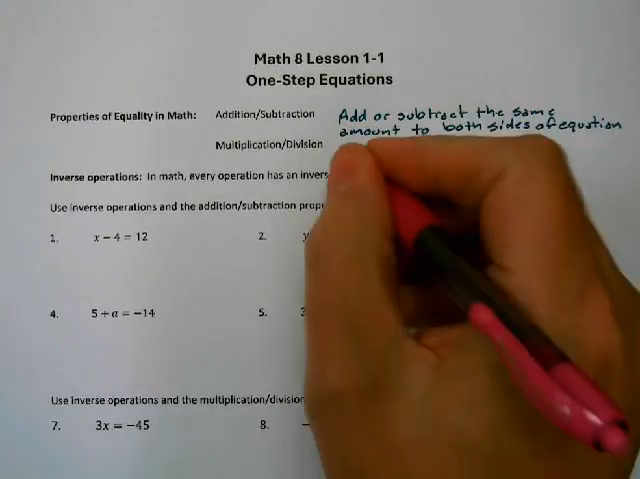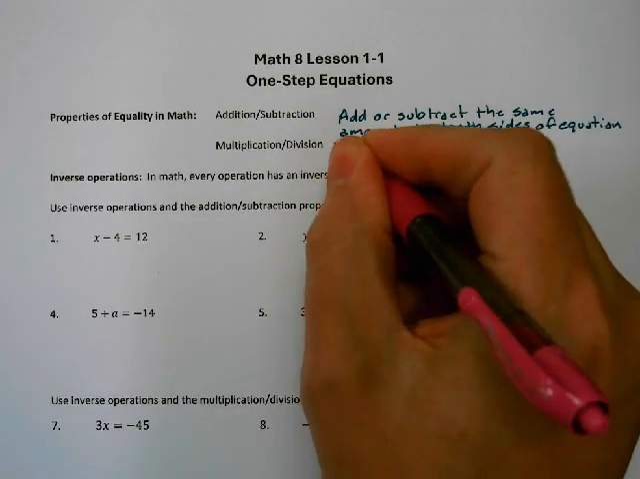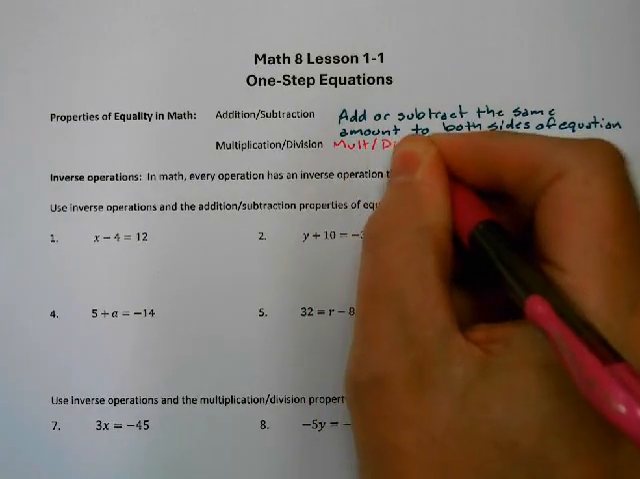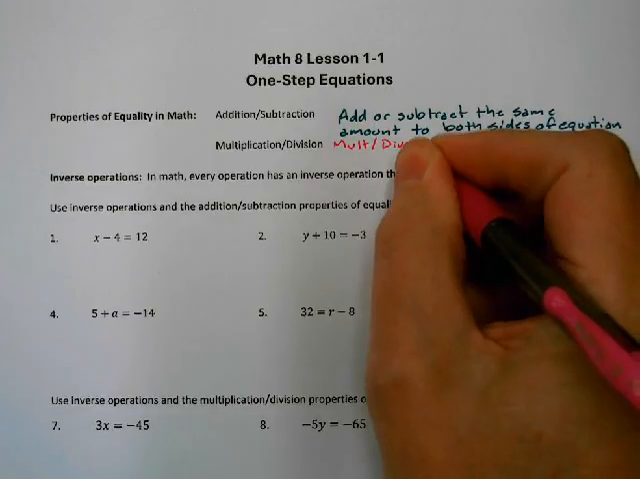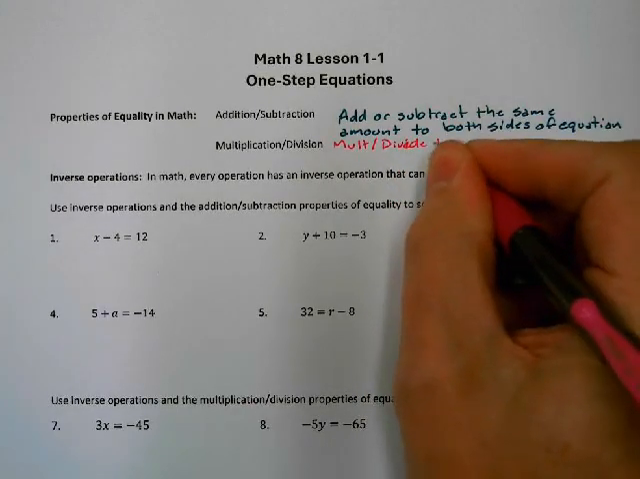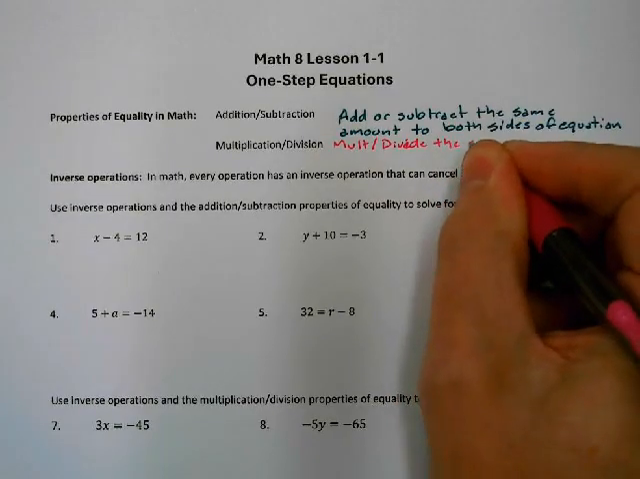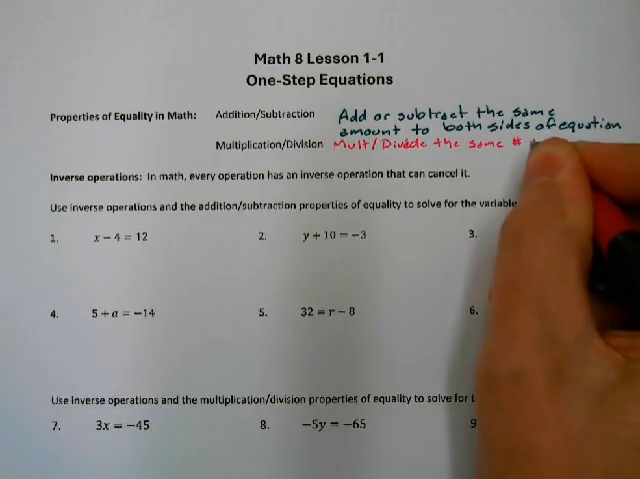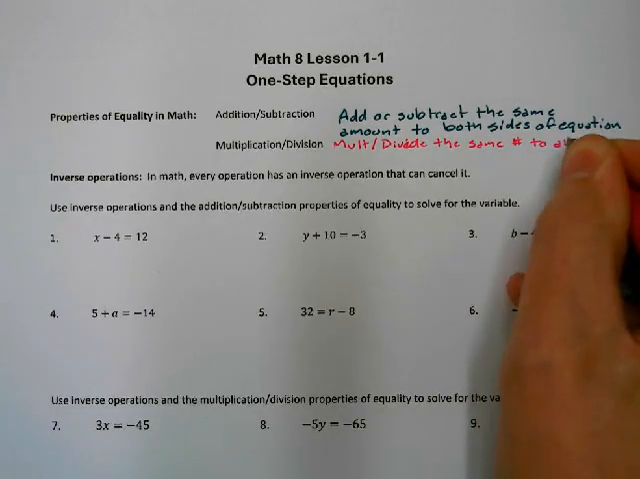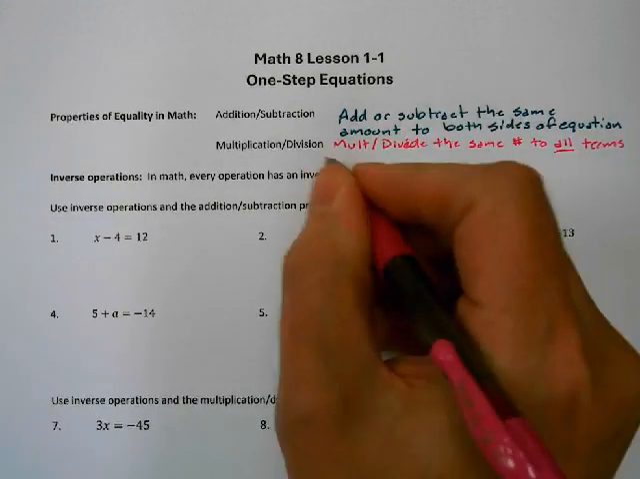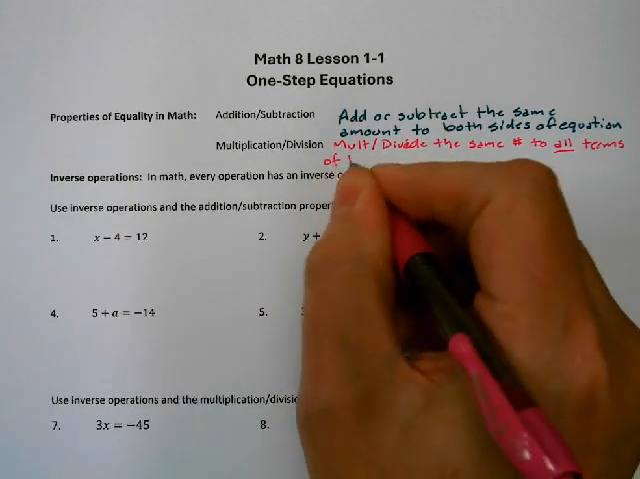So we can multiply or divide the same number to all terms of both sides of the equation. Can't spell today.